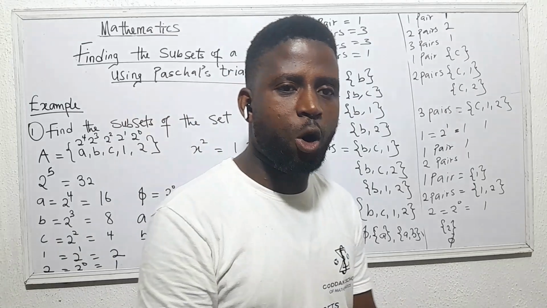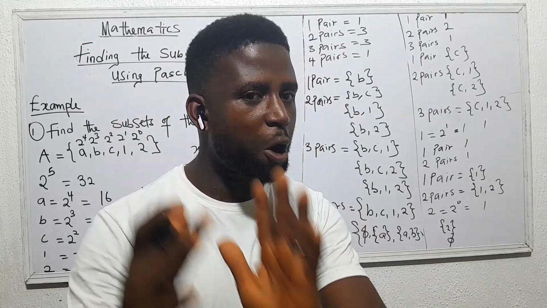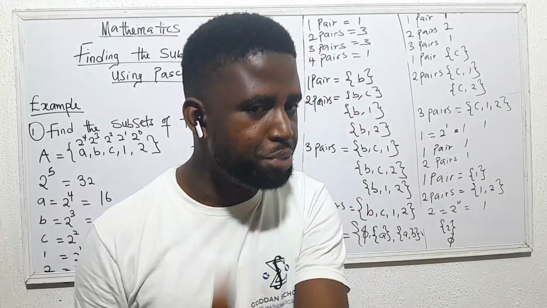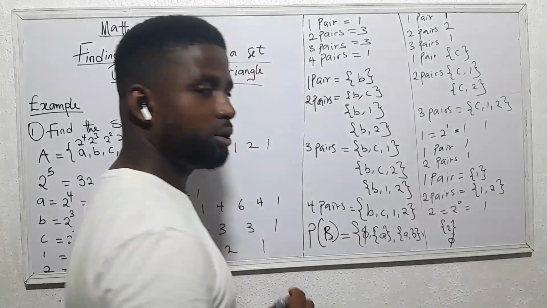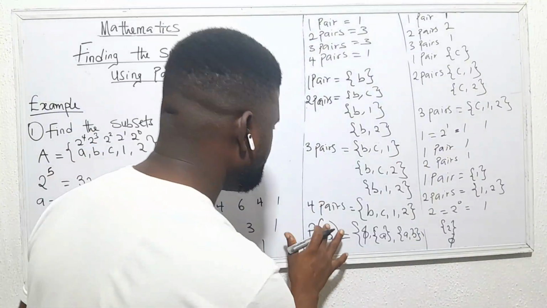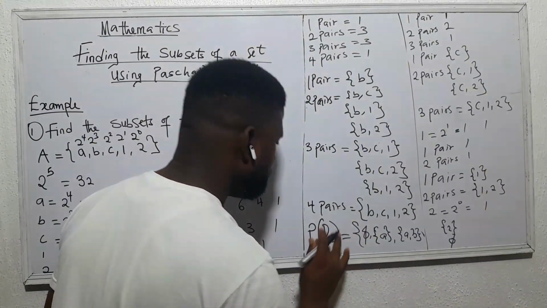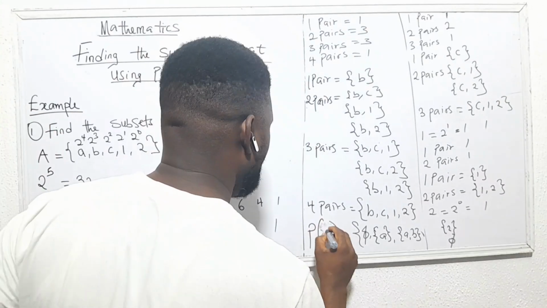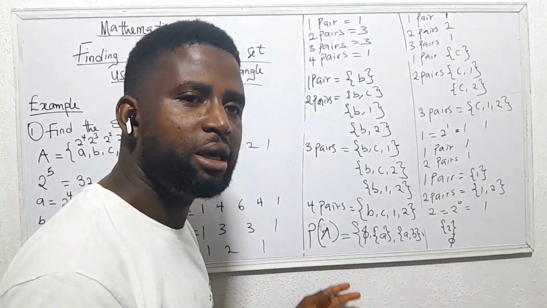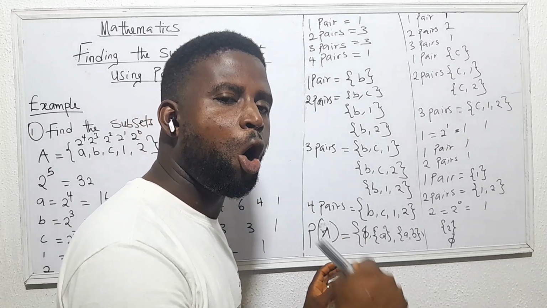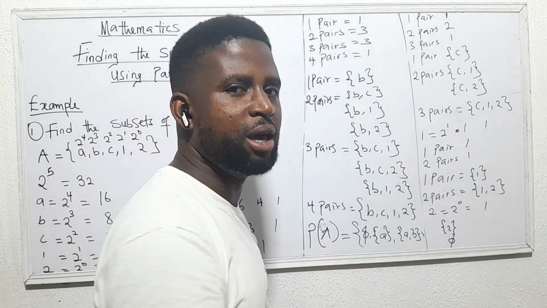So the power set of a set, for example, the power set of B will be P of B. Power set of C is PC. Power set of D is PD. But for our own example, we have the set A, which means the power set of A is a set which contains all the subsets of the set A.